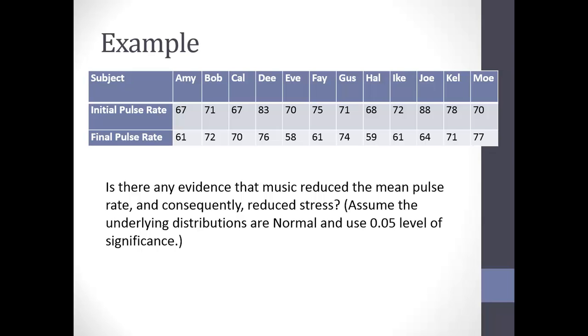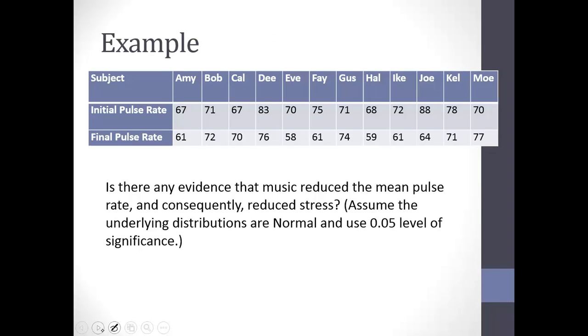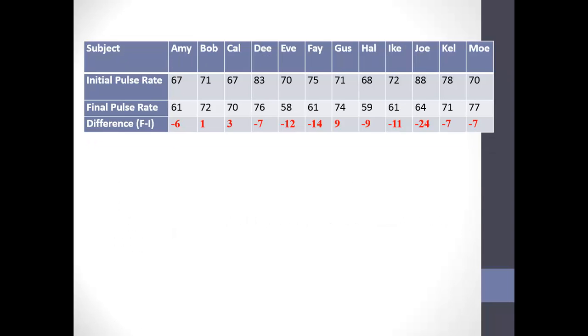Again, to answer this question, what I said on the two slides previous was all I need to do: I can use the same thing that I just did. I need to find the difference between the responses within each pair, and then apply the one sample t procedures to those differences. So what I can do here is take the difference in their pulse rate. I have their initial pulse rate and their final pulse rate, so I'm going to take their final minus their initial.